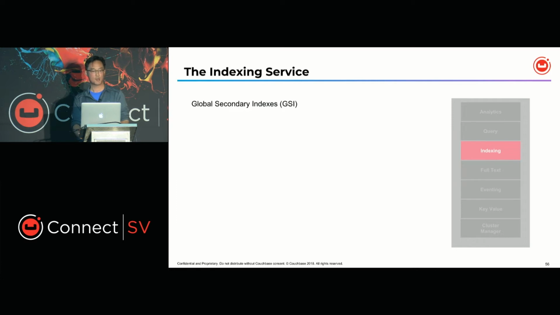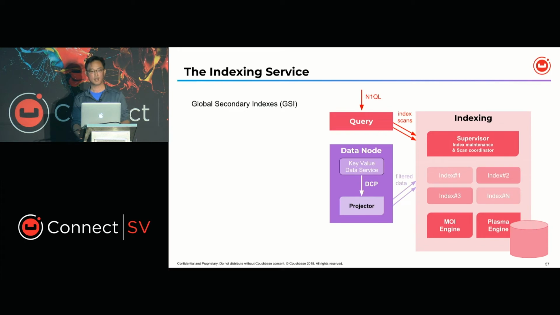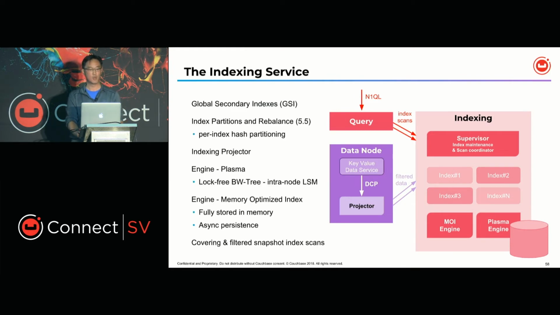Next is the pink box, also known as global secondary indexes. If you double-click on that, it's a subsystem that's deeply integrated with the N1QL query engine for the OLTP side. One of the new things in 5.5 is that it has picked up features for index partitioning and rebalance of those partitions.